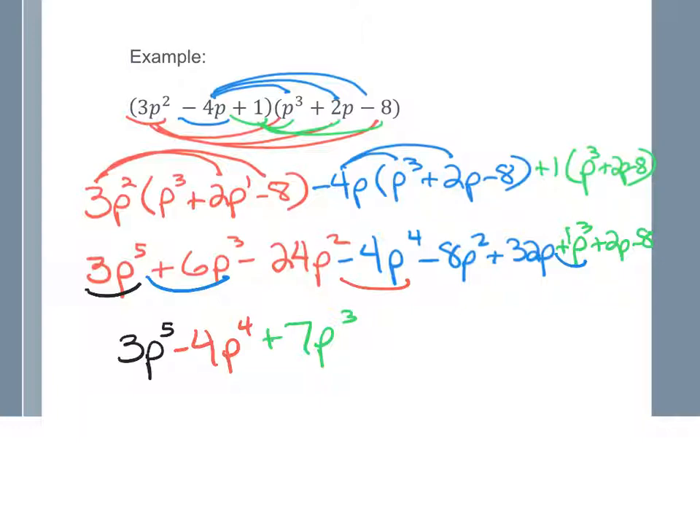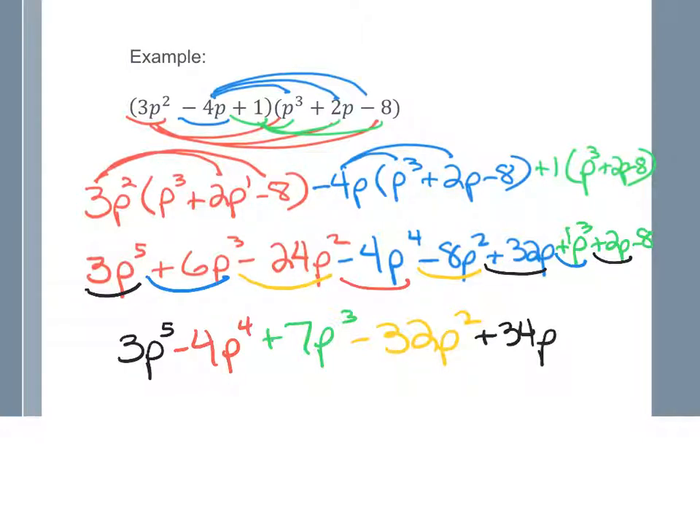Next, I'm going to look for my p squareds. I have a negative 24 here, a negative 8, that's it, just those two. So negative 24 plus negative 8 gives me negative 32p squared. Now I'm going to go back and look for all my p terms. And I have a 32 and a 2. 32 plus 2 is 34.